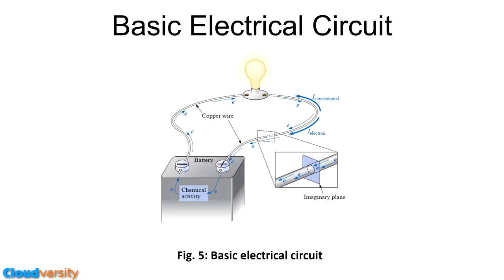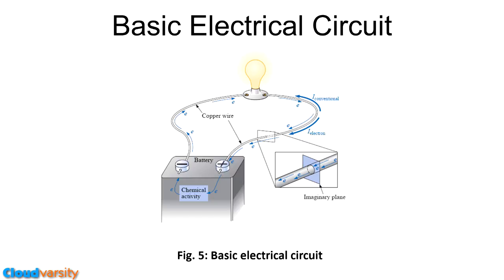Basic electrical circuit. A normal simple circuit has a bulb, a wire, and a positive terminal and negative terminal. The wire is connected to the positive terminal, and the other end of the wire is connected to the negative terminal. In between you have the bulb. So what happens is electrons start flowing from the negative end and move around this closed loop to come to the positive end. So this is the direction of flow of electrons.